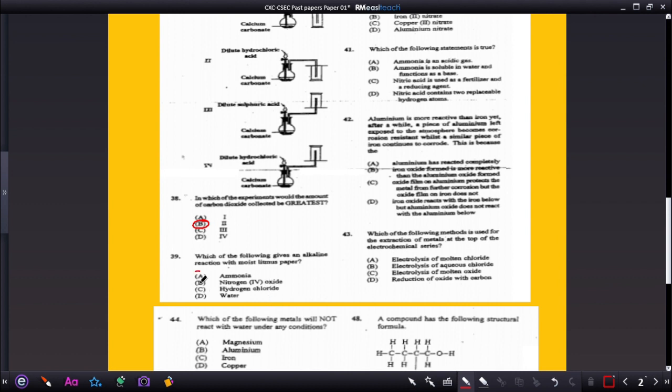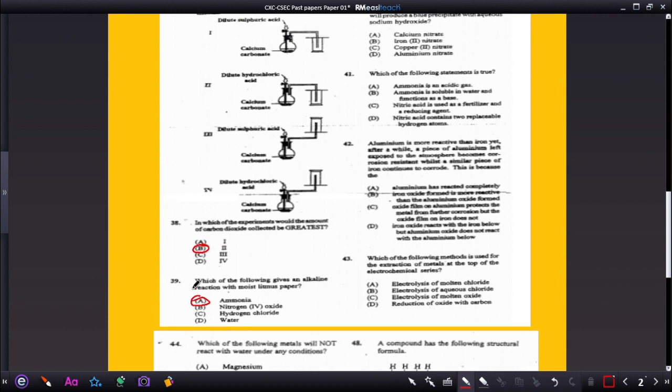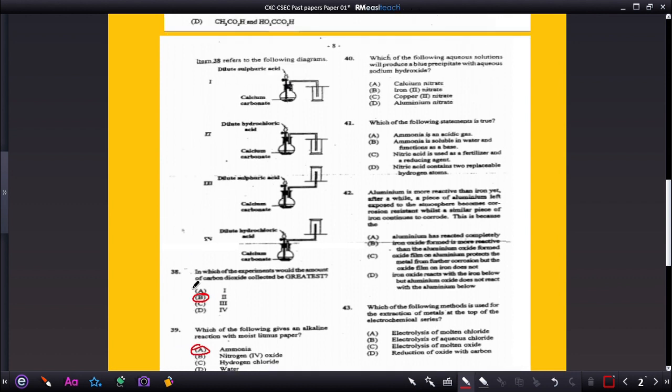So in this case, the answer is A, which turns the red litmus paper to blue, indicating an alkaline is present.